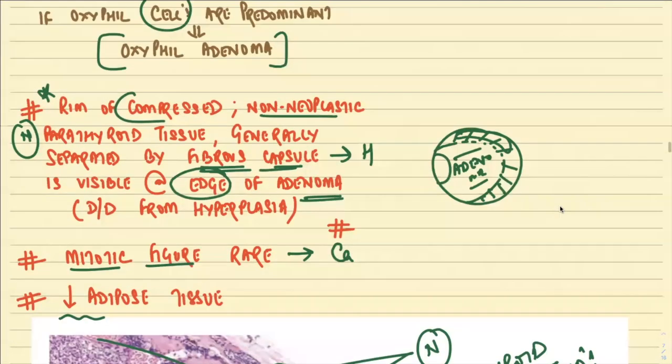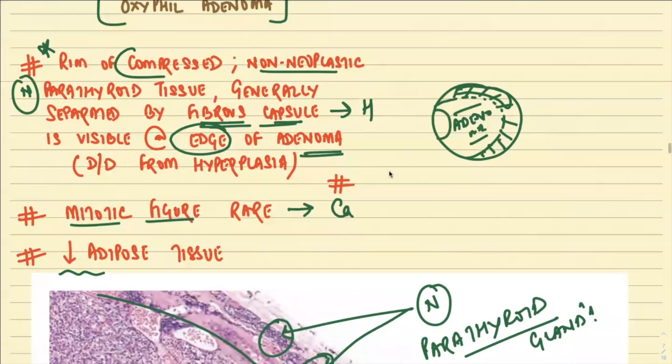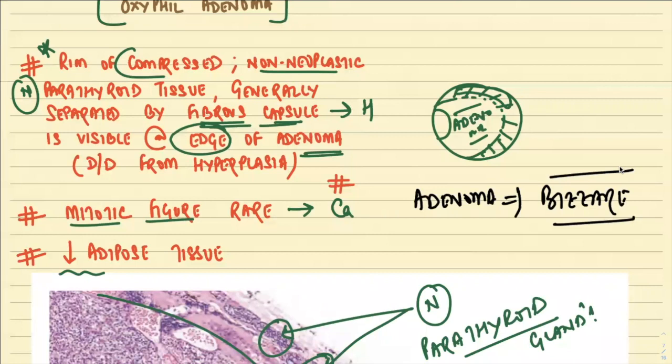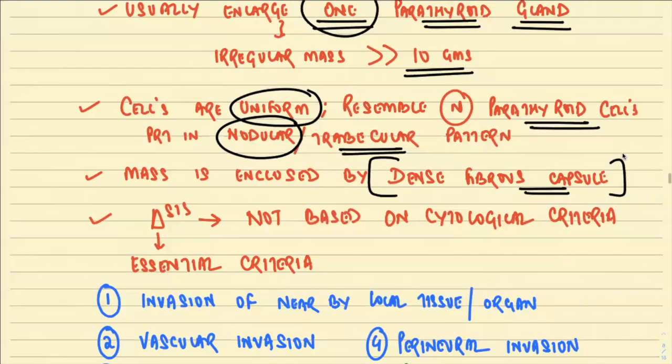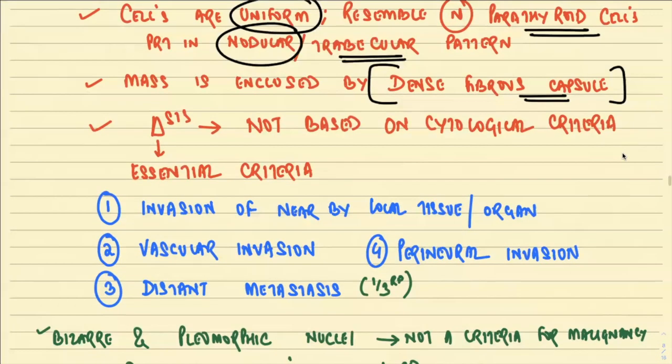Sometimes in case of a parathyroid adenoma, you might see certain bizarre cells. But remember, bizarre cells in other kinds of tumors we will say is a malignancy. But over here, the cellular characteristics or the cytological features are not helping us for the diagnosis. So bizarre cells in case of parathyroid is not a feature of malignancy.